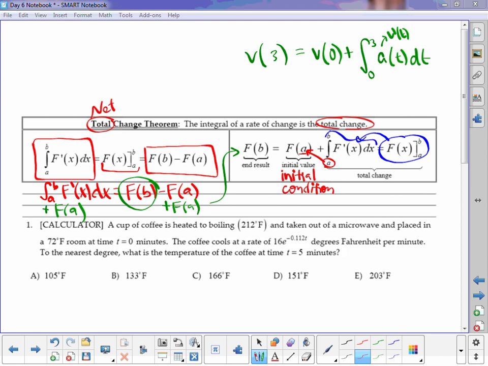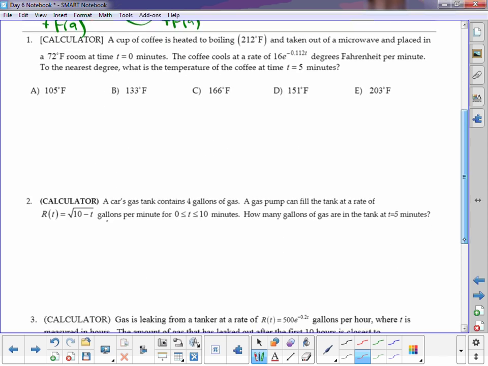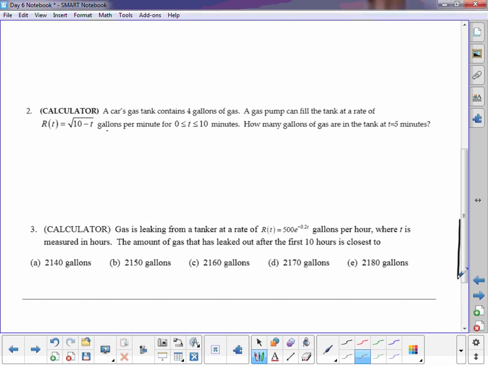So let's go take a look at number 2, so that's what I made you do. Number 2 says a car's gas tank contains 4 gallons of gas. A gas pump can fill the tank at a rate, so we're dealing with the rate, of g gallons per minute. So if I'm going to integrate a rate of gallons per minute, what will I be getting? What would be my units of that? Gallons. If I integrate this rate of gallons per minute, I'm going to get just gallons.